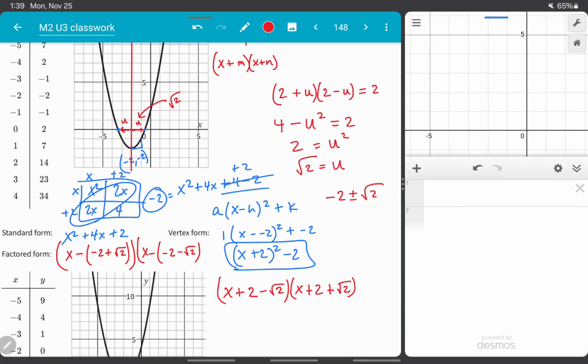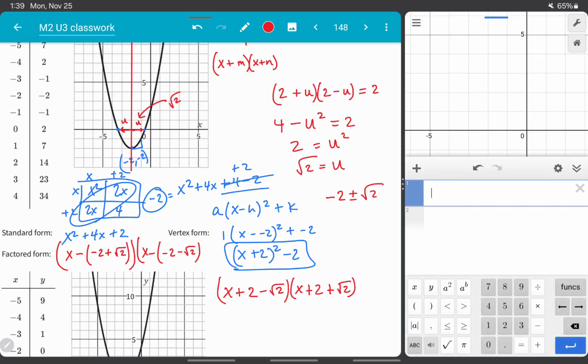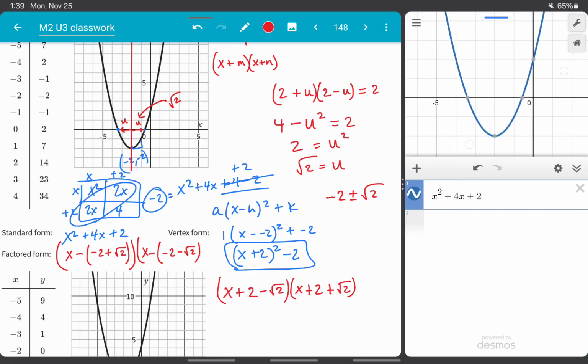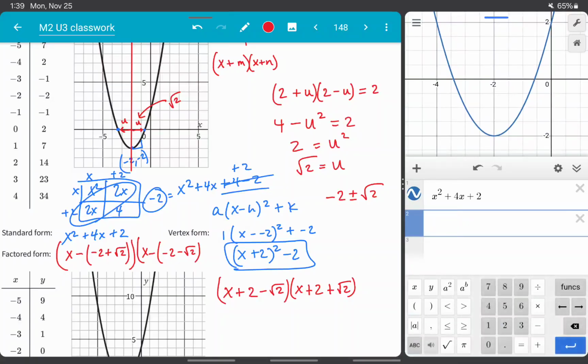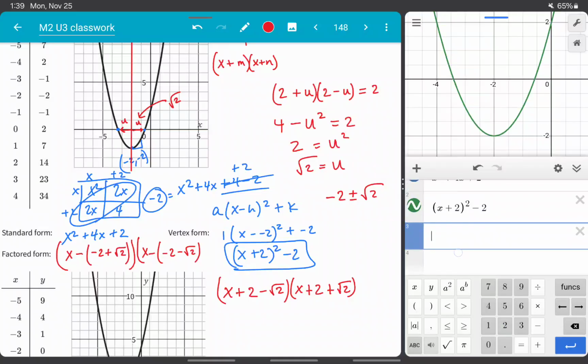Let's test it out. Let's do x squared plus 4x plus 2. Okay, I can already tell visually that's looking very similar to what we have. Let's test out vertex form to see if that one was right. That's (x plus 2) squared minus 2. Okay, those are a match.